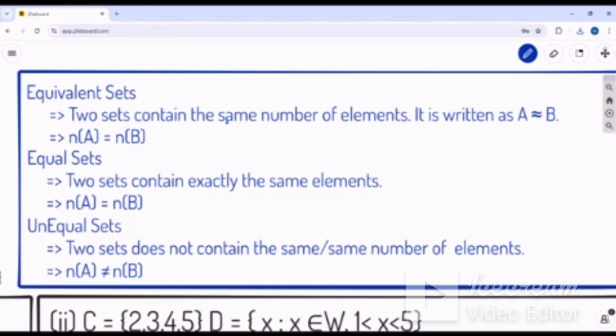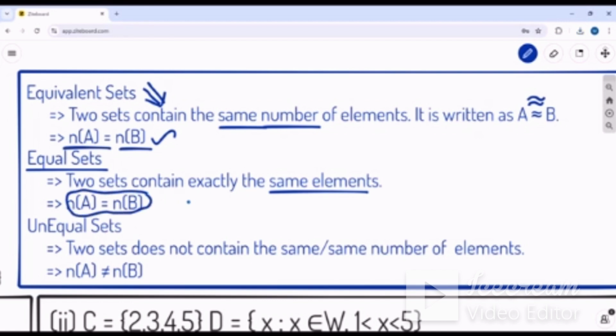Equivalent sets contain the same number of elements. So it can be written with a tilde symbol, A tilde B. Now n of A is equal to n of B is the only condition equivalent sets have to satisfy. Now let us move on to equal sets. Equal sets means two sets should contain exactly the same elements, which means n of A should be equal to n of B and the elements in A should be the same as the elements in B. So all equal sets are equivalent sets.